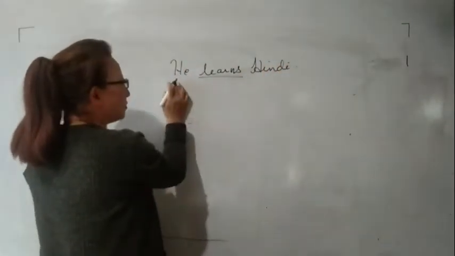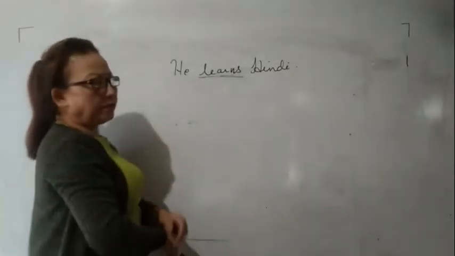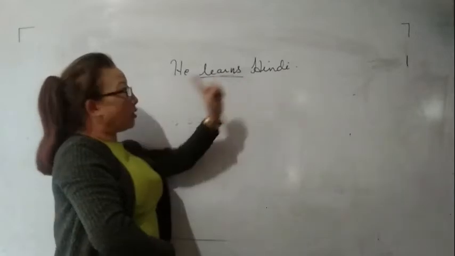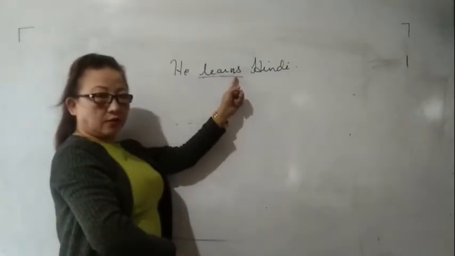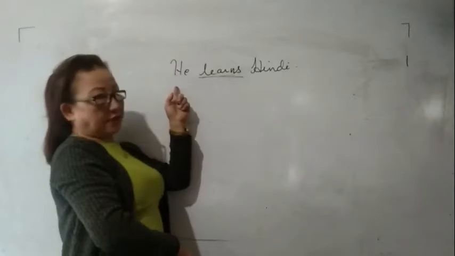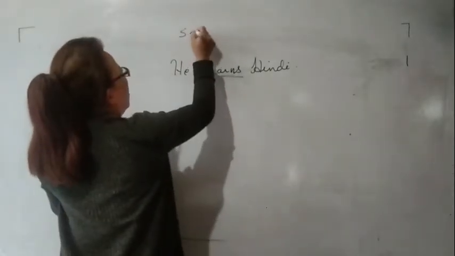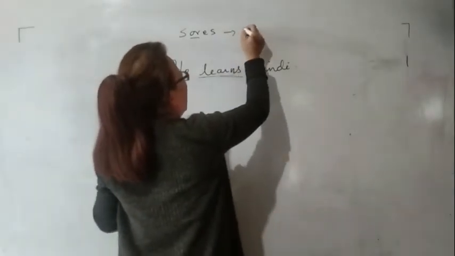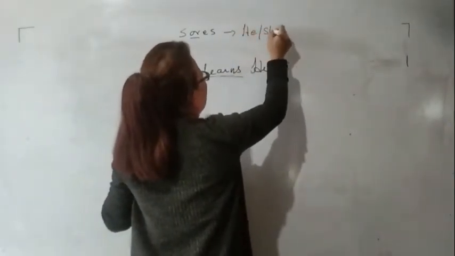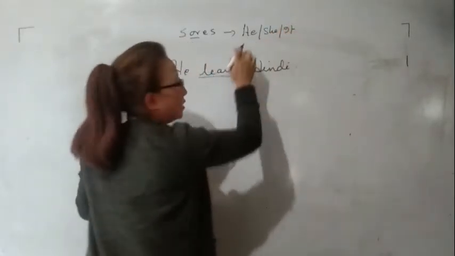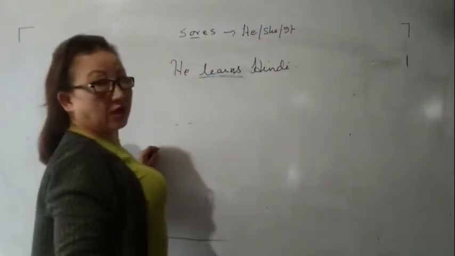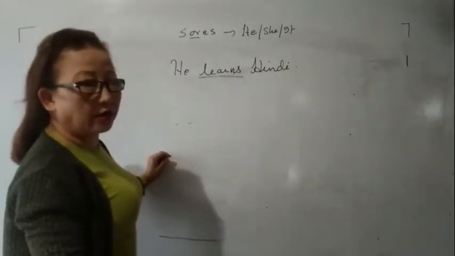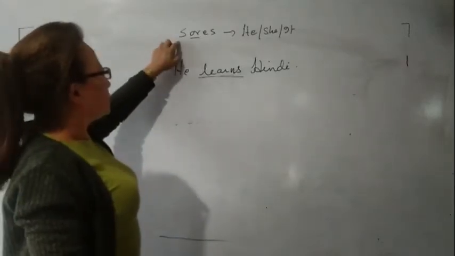He learns Hindi. Subject plus learn plus S or ES depending on the subject, plus object. Now S or ES will be used when the subject is third person singular: he, she or it. When I say he, it can also mean Moya, Dinga, Liana. She, Moi, Dingi, Liani. It: the sun, the rain, the pen. Alright, so this is present definite.